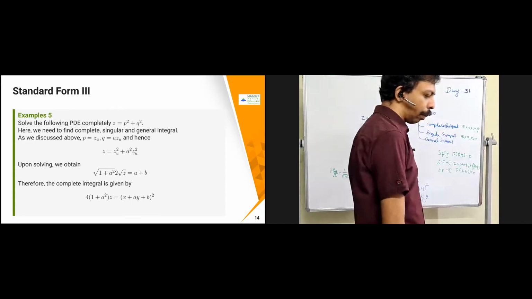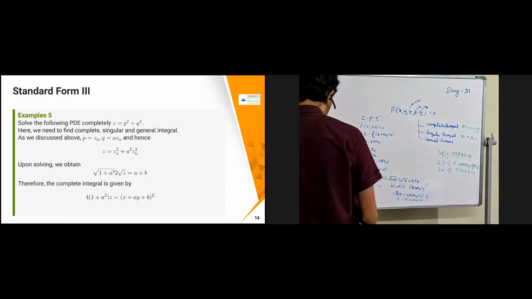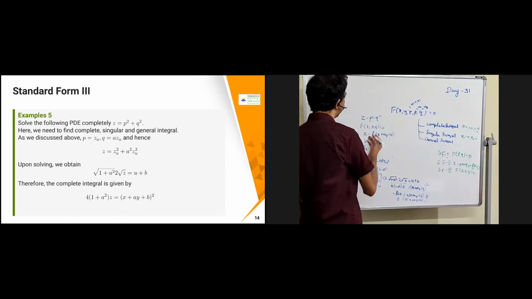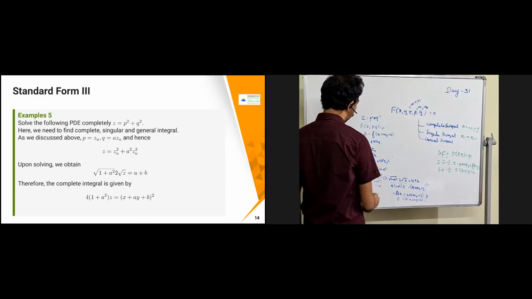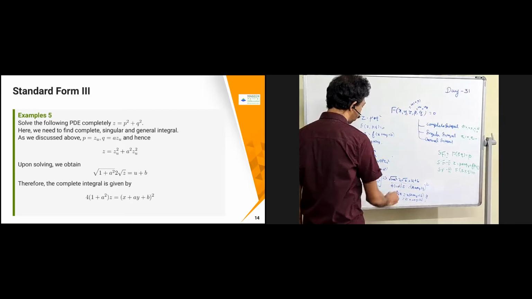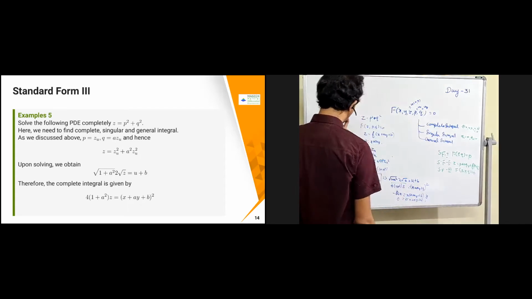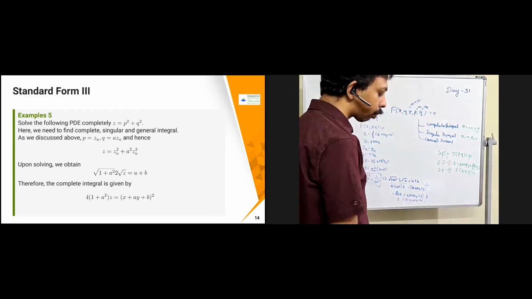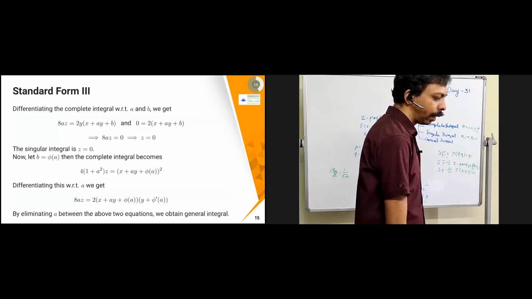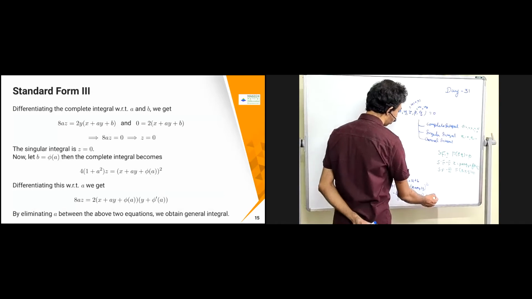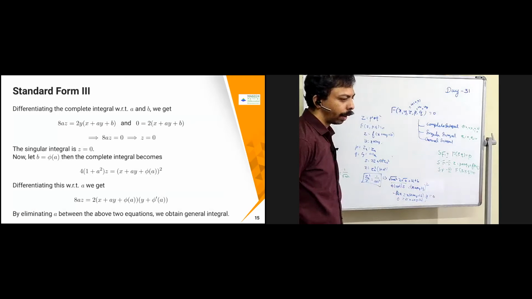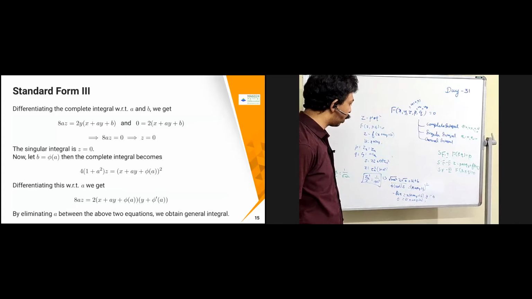So for example, let's solve this problem. Instead of minus p square minus q square, I'm going to use p square plus q square. The same kind of things are going to come. So here plus is going to come, here plus, here plus, here plus, and the same way here plus is going to come. No other changes. So in this case, 8a is 2 into (x plus ay plus b), that I have to equate to 0. So from this one you can get that x plus ay plus b equal to 0.